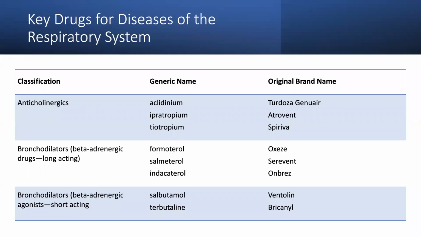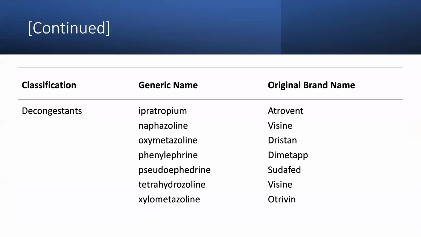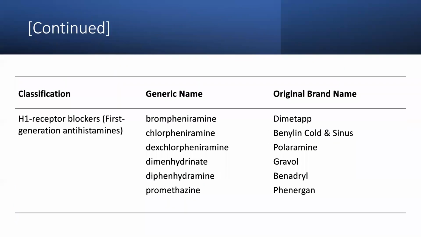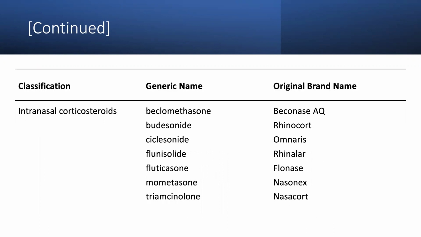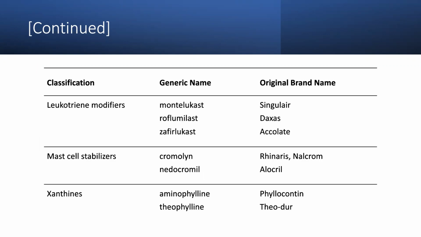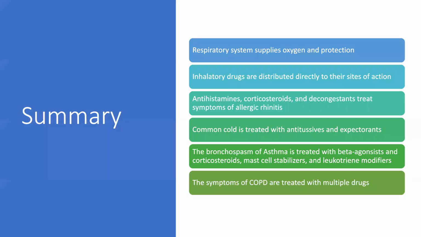The drugs used for diseases of the respiratory system are anticholinergics, bronchodilators, which are long-acting beta-adrenergic, and short-acting beta-adrenergic bronchodilators. We use some decongestants here. H1 receptor blockers, which are the first generation antihistamines, such as diphenhydramine. H1 receptor blockers, which are the second generation antihistamines. Then we have inhaled corticosteroids, a few intranasal corticosteroids, leukotriene modifiers, mast cell stabilizers, and xanthines.